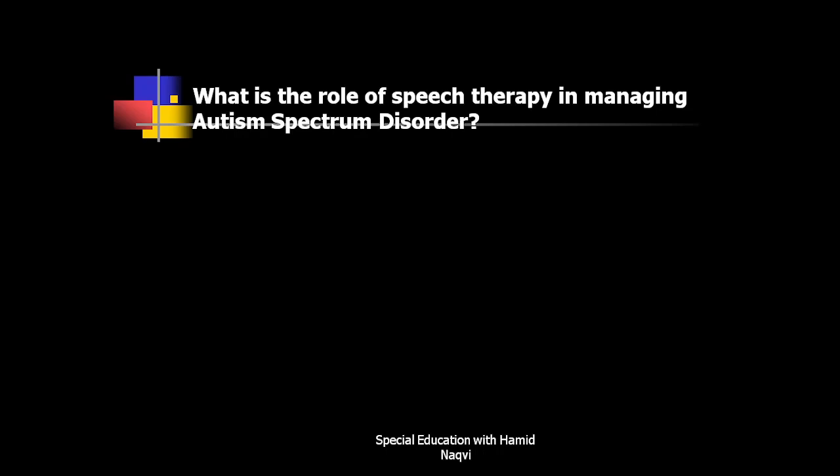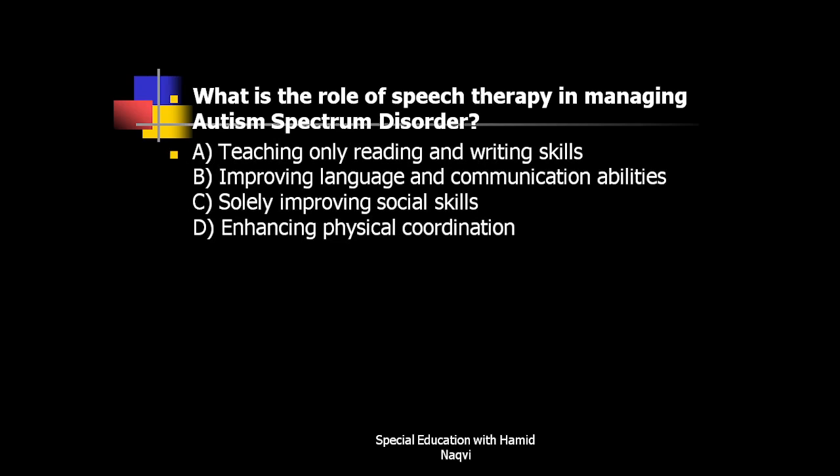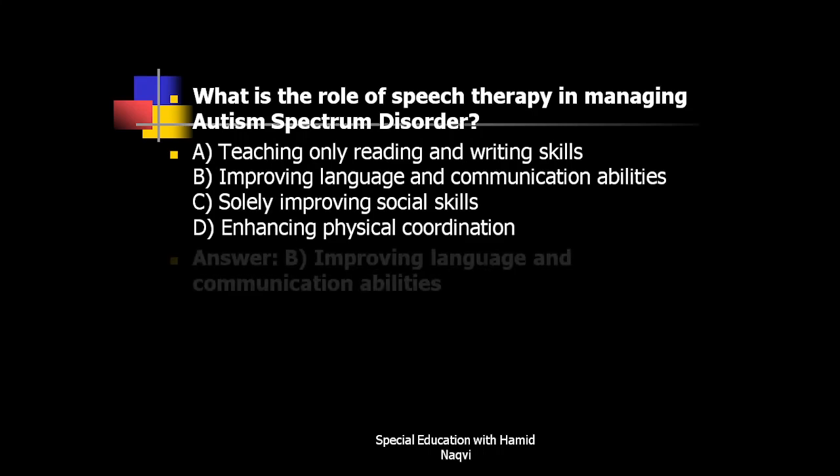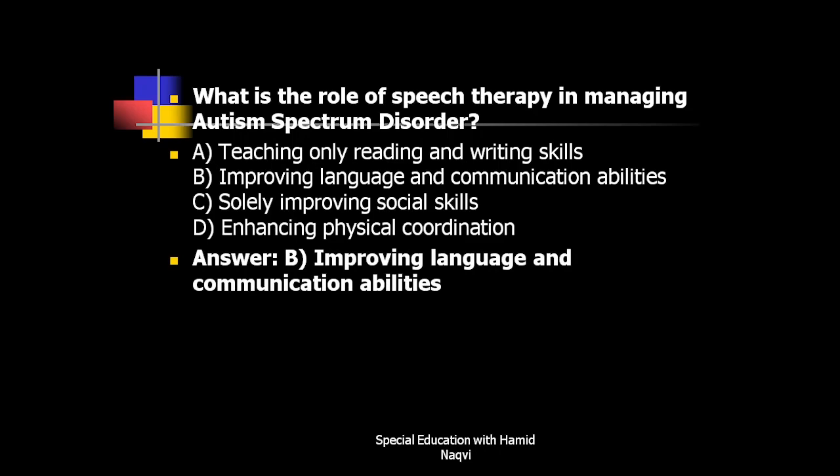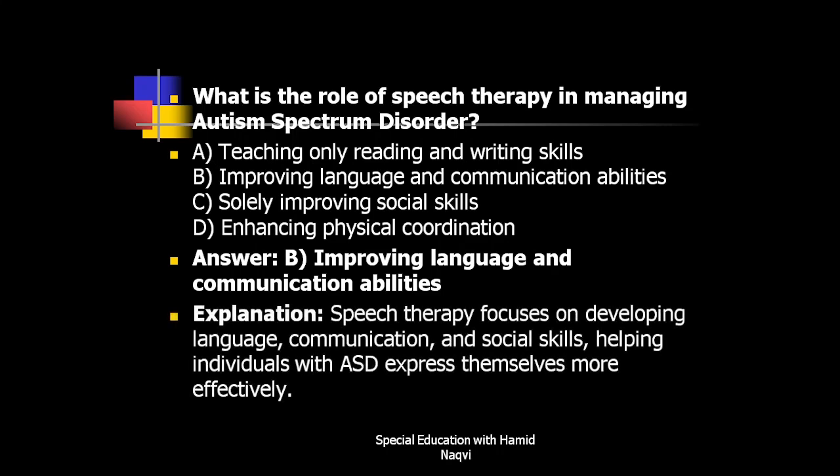Next MCQ is, what is the role of speech therapy in managing autism spectrum disorder? Teaching only reading and writing, improving language and communication abilities, solely improving social skills, or enhancing physical coordination? Answer is B, that is improving language and communication abilities. Speech therapy, we know, focuses on developing language, communication, and social skills, helping individuals with autism express themselves more effectively.